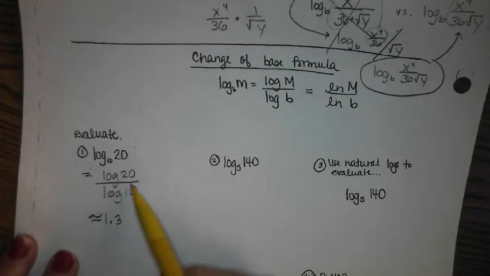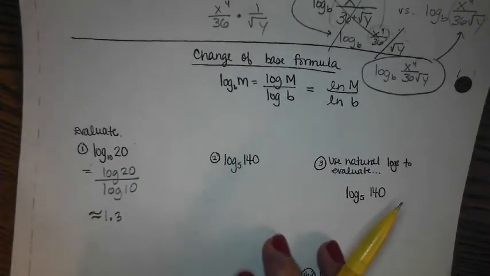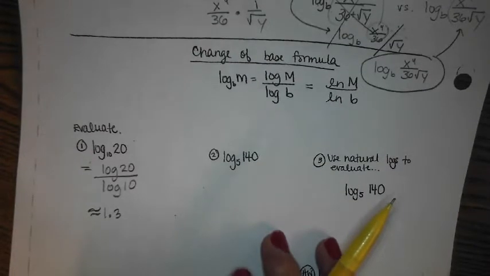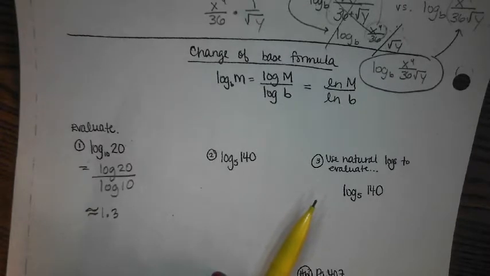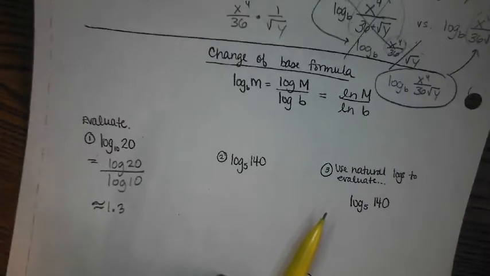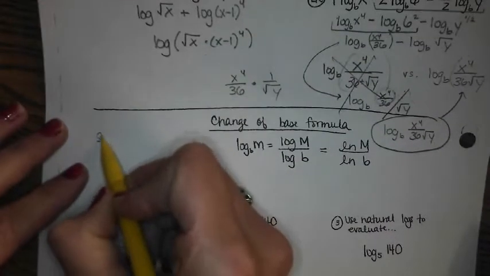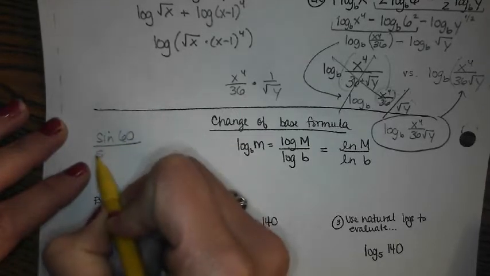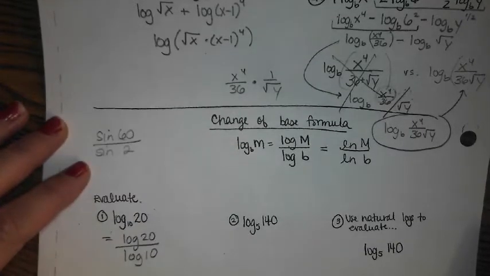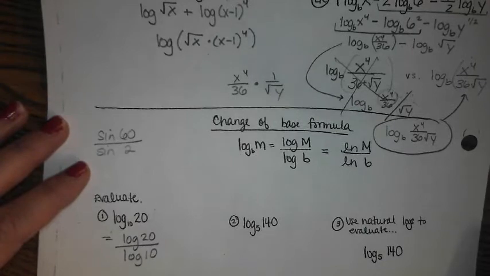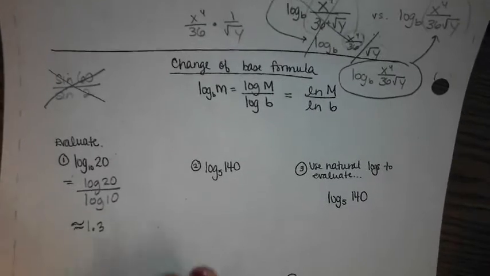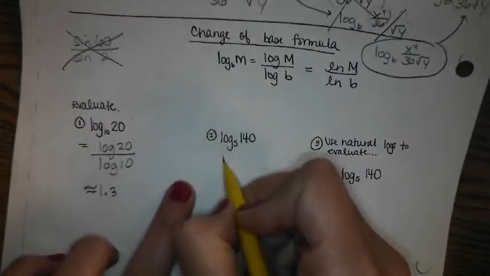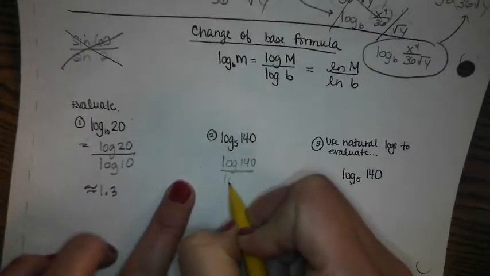Resist the temptation to make this log of 2. What would you guess people do sometimes? Log of 2, and again, it doesn't work that way. It's not a number working in isolation, 20 divided by 10. That would be like somebody doing this in trig, sine of 60 divided by sine of 2, and telling me that that's the sine of 30. That doesn't work. I know it's tempting, but it's not that easy. Okay? Next one, log of 140 divided by log of 5.